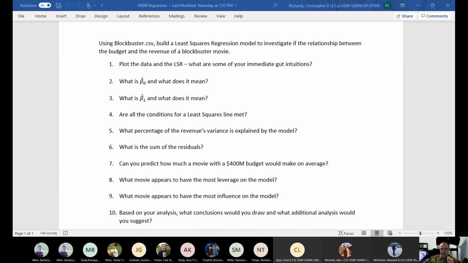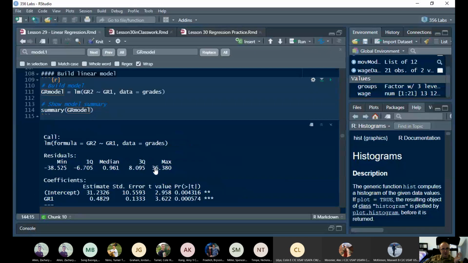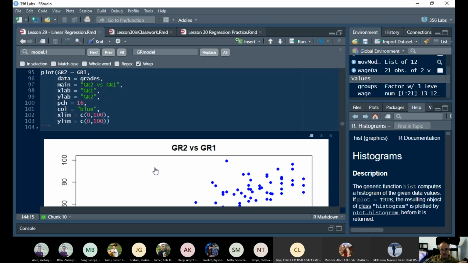Let me go ahead and share my R screen for you guys. This was what we were looking at on Wednesday, when we were doing the example of trying to do a regression between GR1 and GR2 scores to see if there's a relationship.